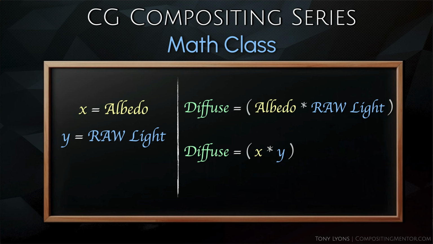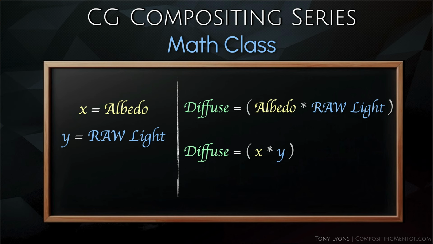Okay, for this next section, we're going to jump back into math class. Please don't get scared. We're just going to go over some very, very simple equations here. We're going to define a couple of variables here. So I'm going to use X for albedo and Y for raw light, or yellow and blue here. And so our diffuse pass equals our albedo times our raw lighting pass. So we just went over all of this. It's nothing new. I'm also just going to simplify it to diffuse equals X times Y. So X and Y are representing albedo and raw lighting. So just a little simple equation there.